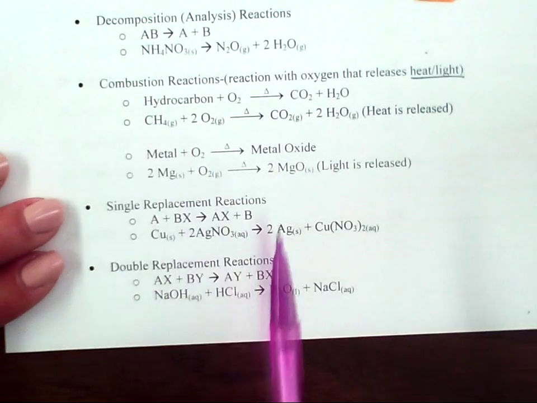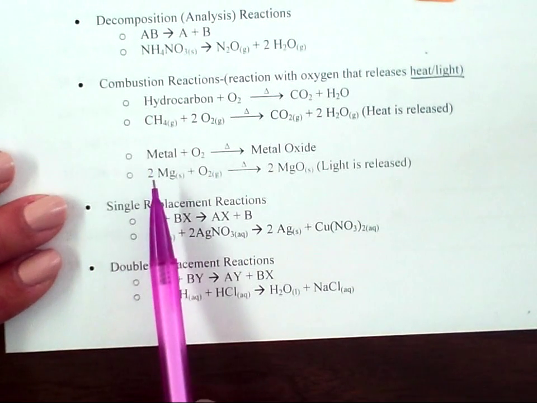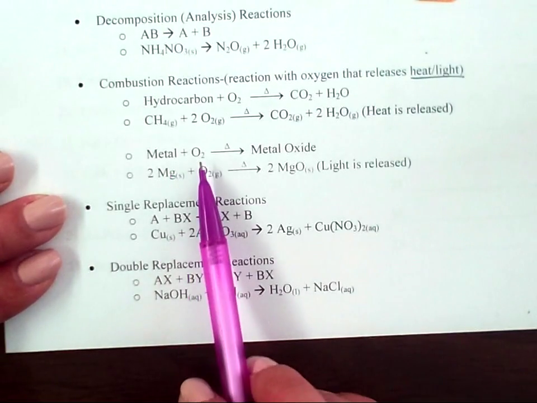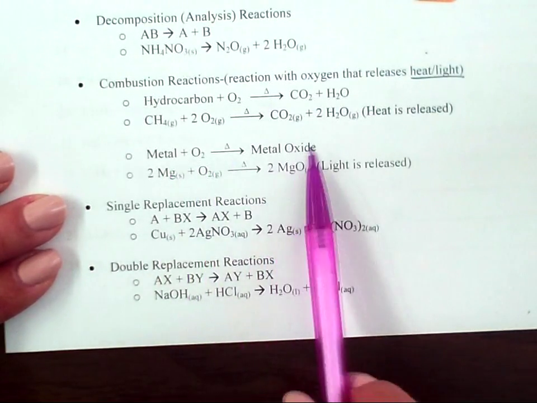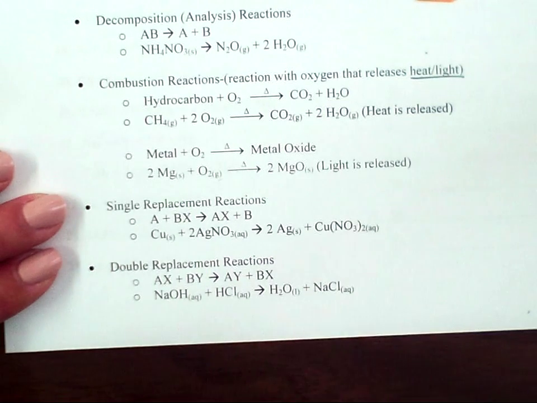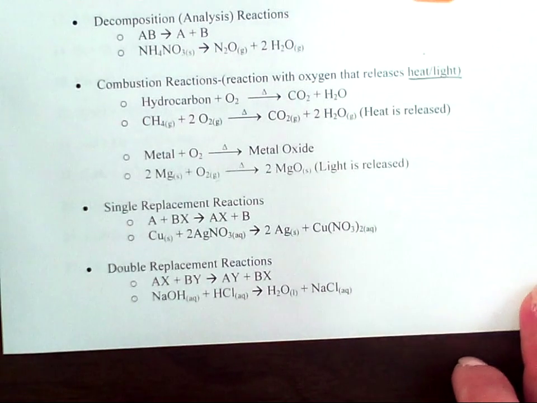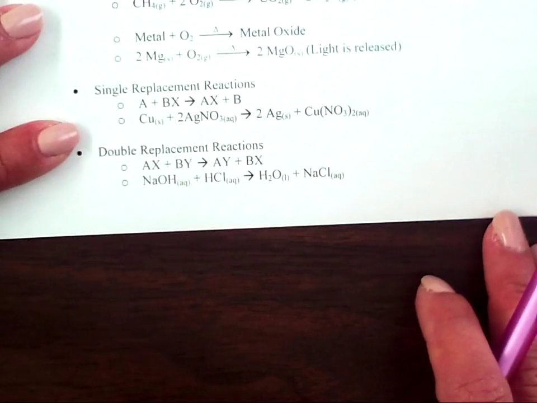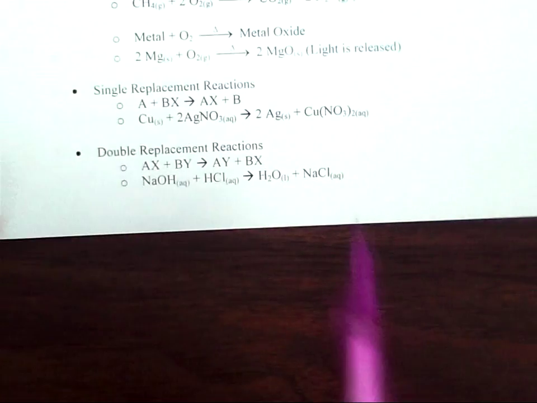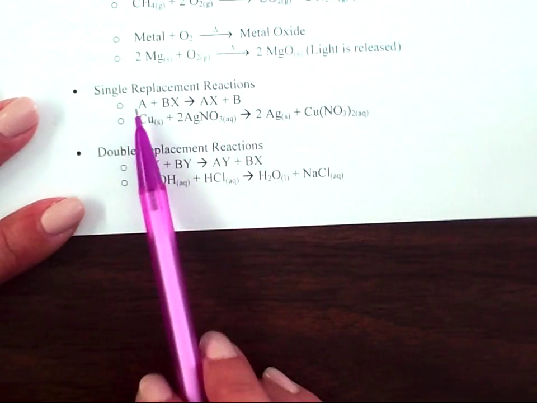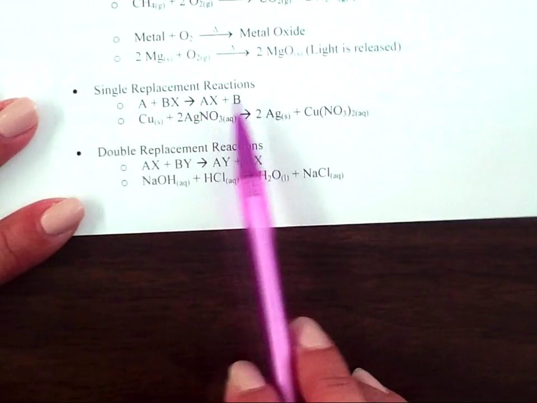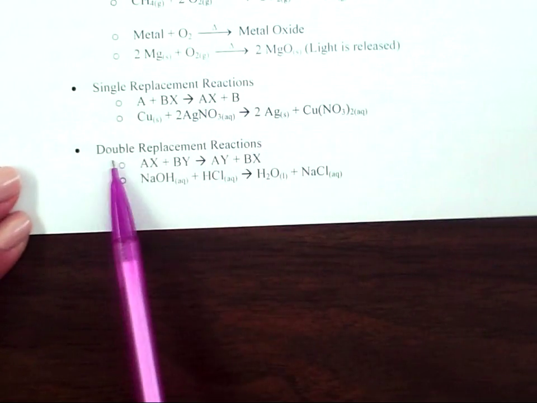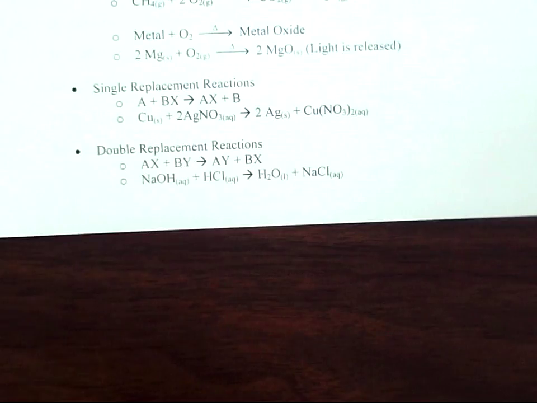Then the other type of combustion reaction is when you have a metal and an oxygen to form a metal oxide. We have an example here. The next example is where we have a single replacement, where you have a single element and a compound and they switch only one single replacement and then double replacement here. So let's practice.